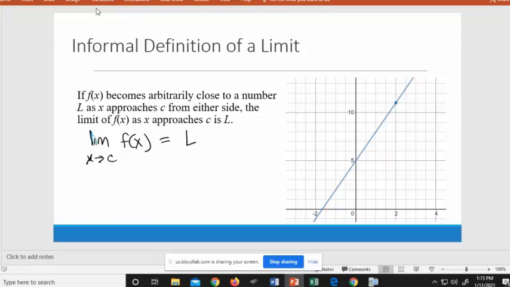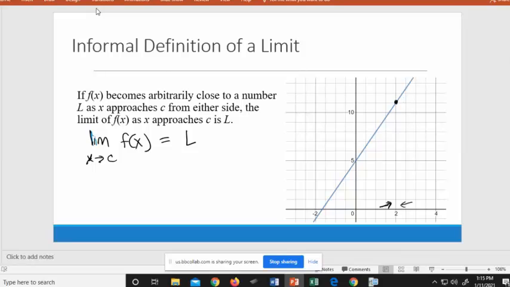Okay. So in this graph, we can see that I have a labeled point. Here it is. And I want to look to the right of 2 and to the left. Like I want to look in both directions, going inward towards 2.